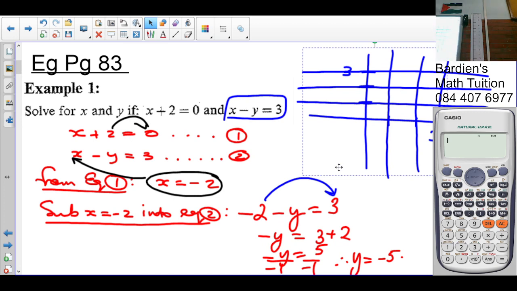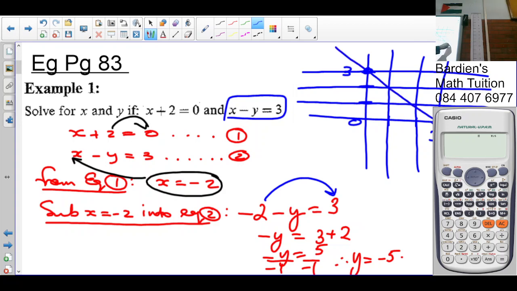Okay. So if I must draw this graph, then the graph is going to go through 3 and 3, not so? Yes. This is what the graph is going to look like. That's y and that's your x. This is the graph x minus y is equal to 3. Now if I must draw the other graph, which is x plus 2, that's the same as the x is equal to minus 2 graph. Not so? And I draw that graph.